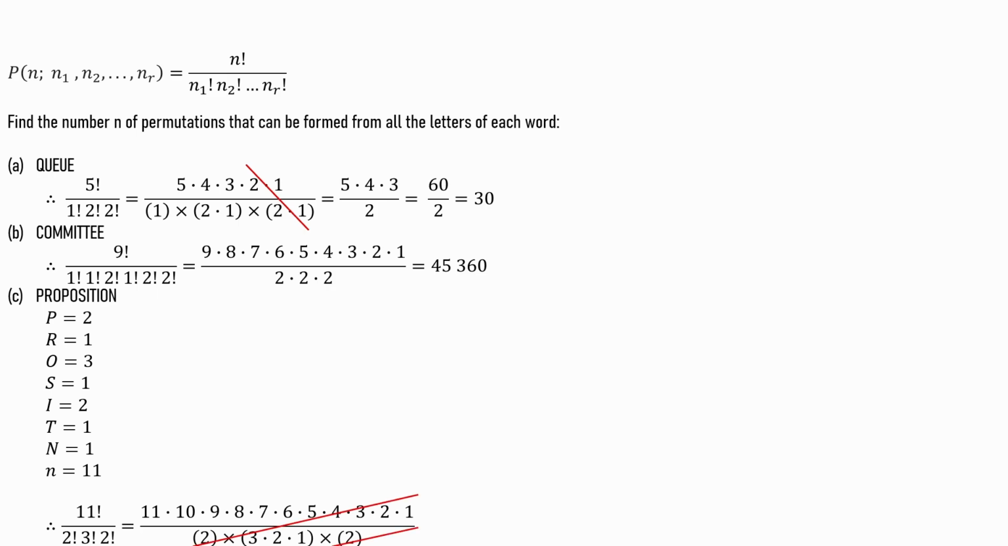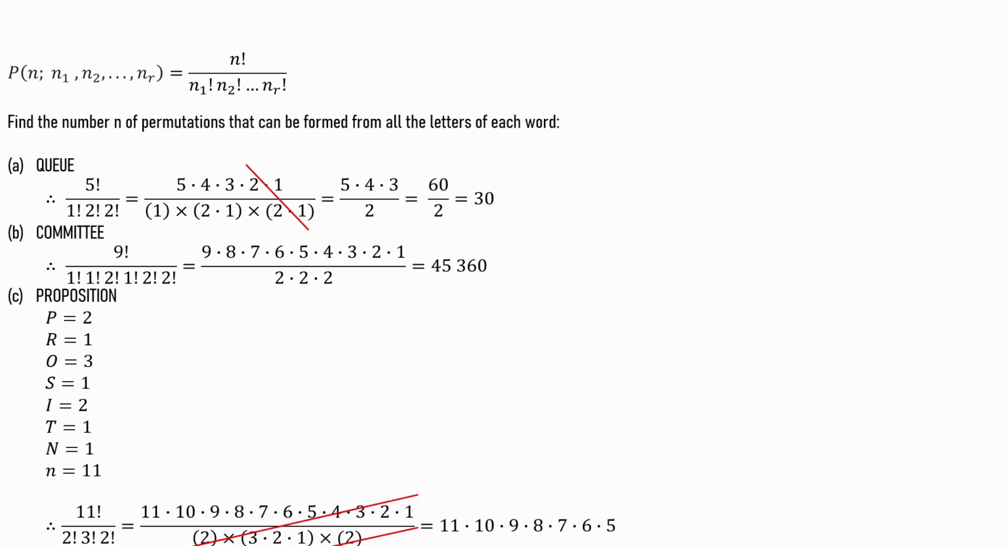Cancel naman yung mula sa 4 na yung nasa taas. So, 4 times 3 times 2 times 1. So, ganun din yung value nung nasa denominator. So, yung 3 times 2 times 1, at yung 2 times 2 sa denominator ay equal sa 4. Kaya, ito na lang yung matitira.